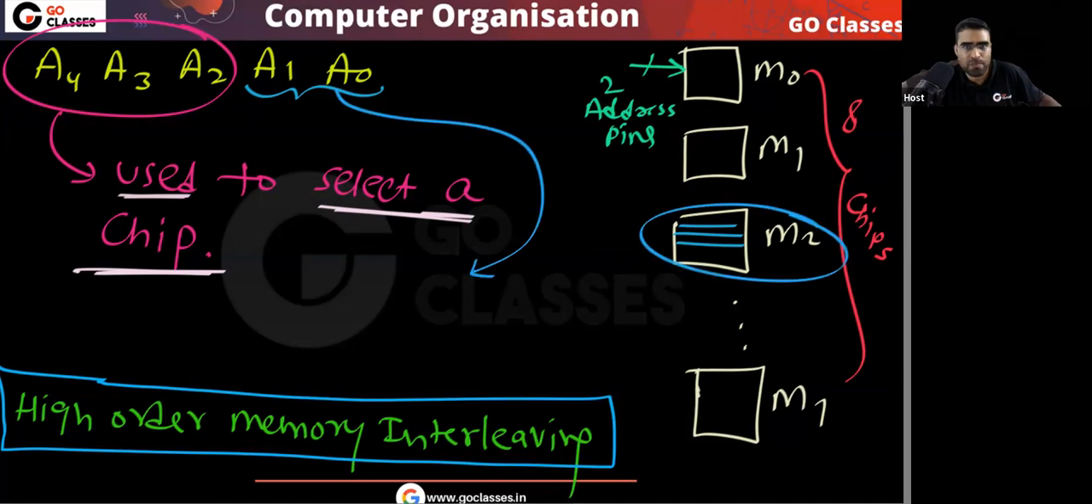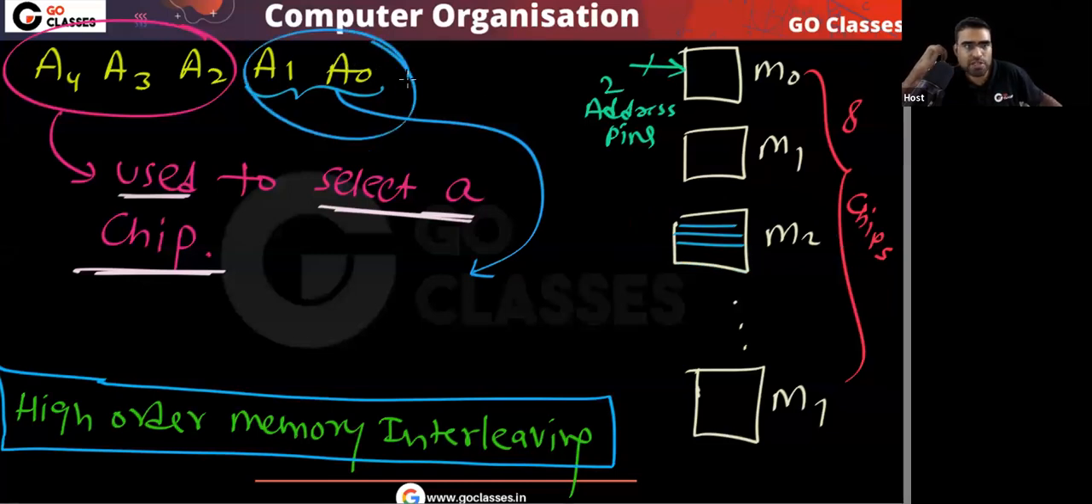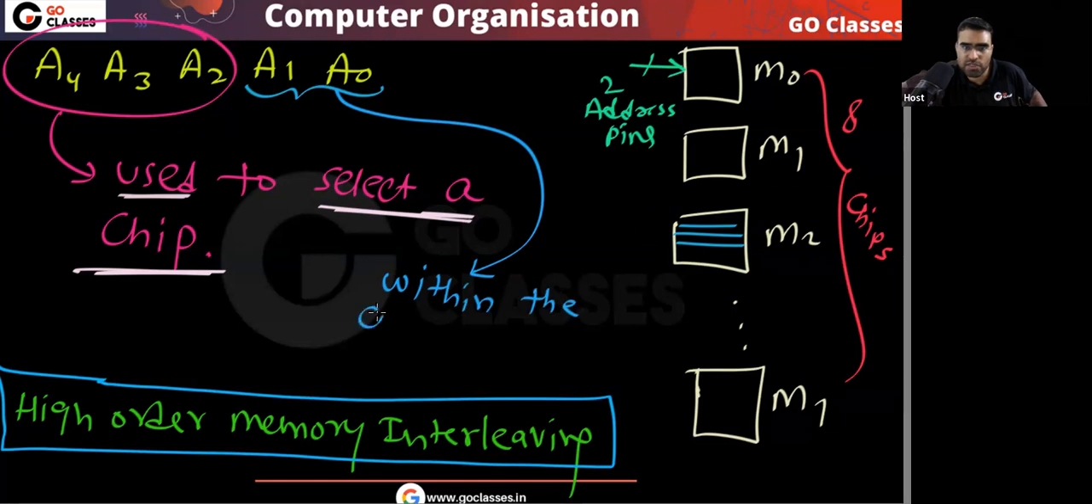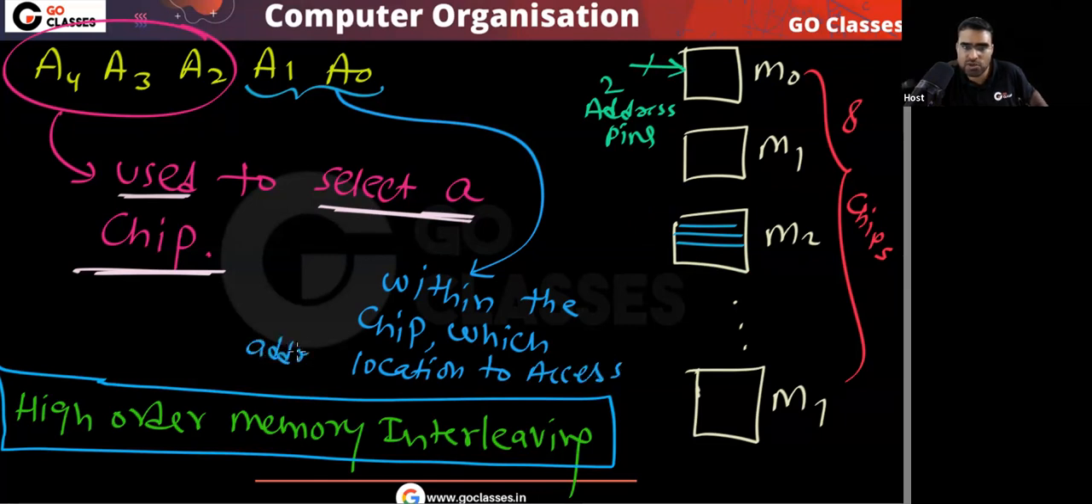Within this chip, how many words are there in total? Tell me. In this chip, there are 4 words. Okay, yes or no? So remember, these 2 bits will decide within the chip which word to access, which location to access. Is this clear? Which address location to access? Please tell me, did you understand?